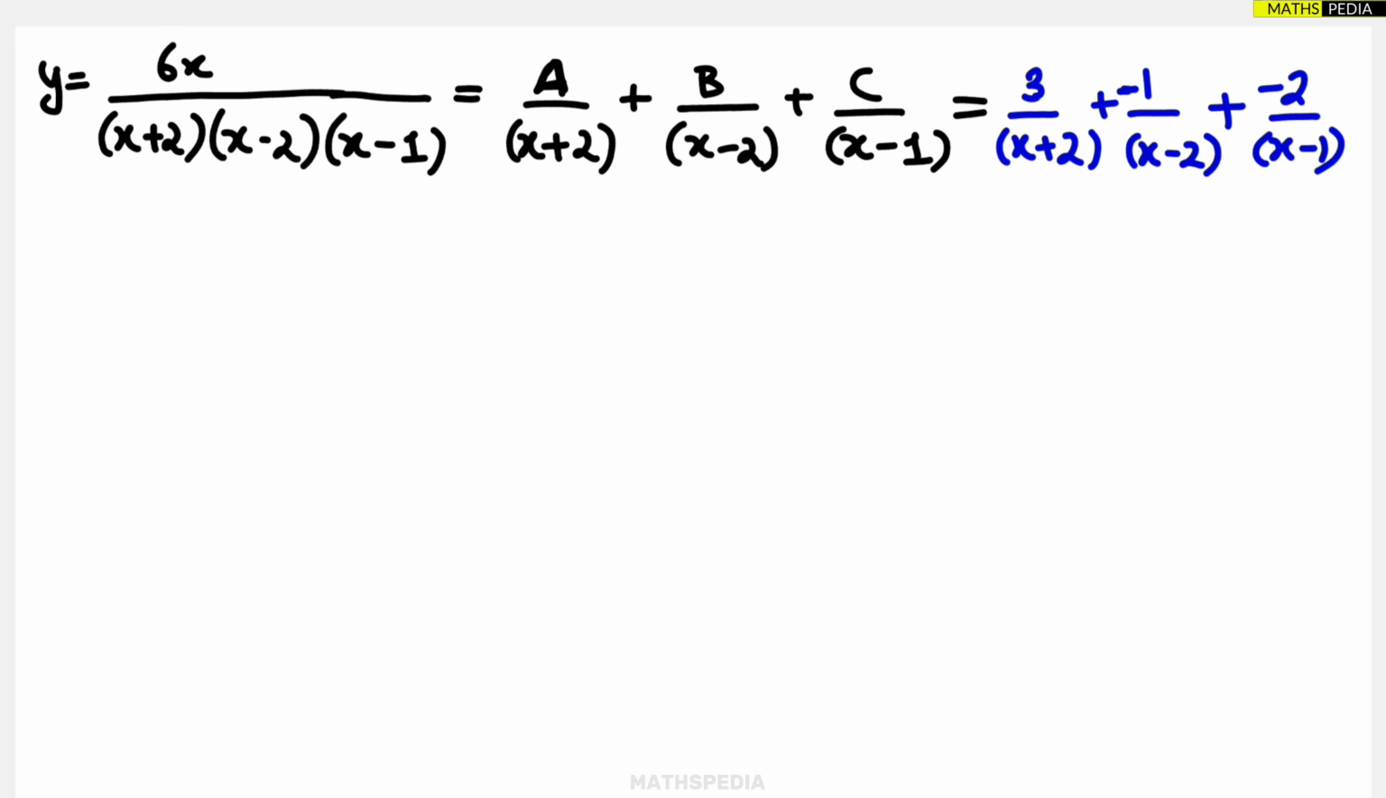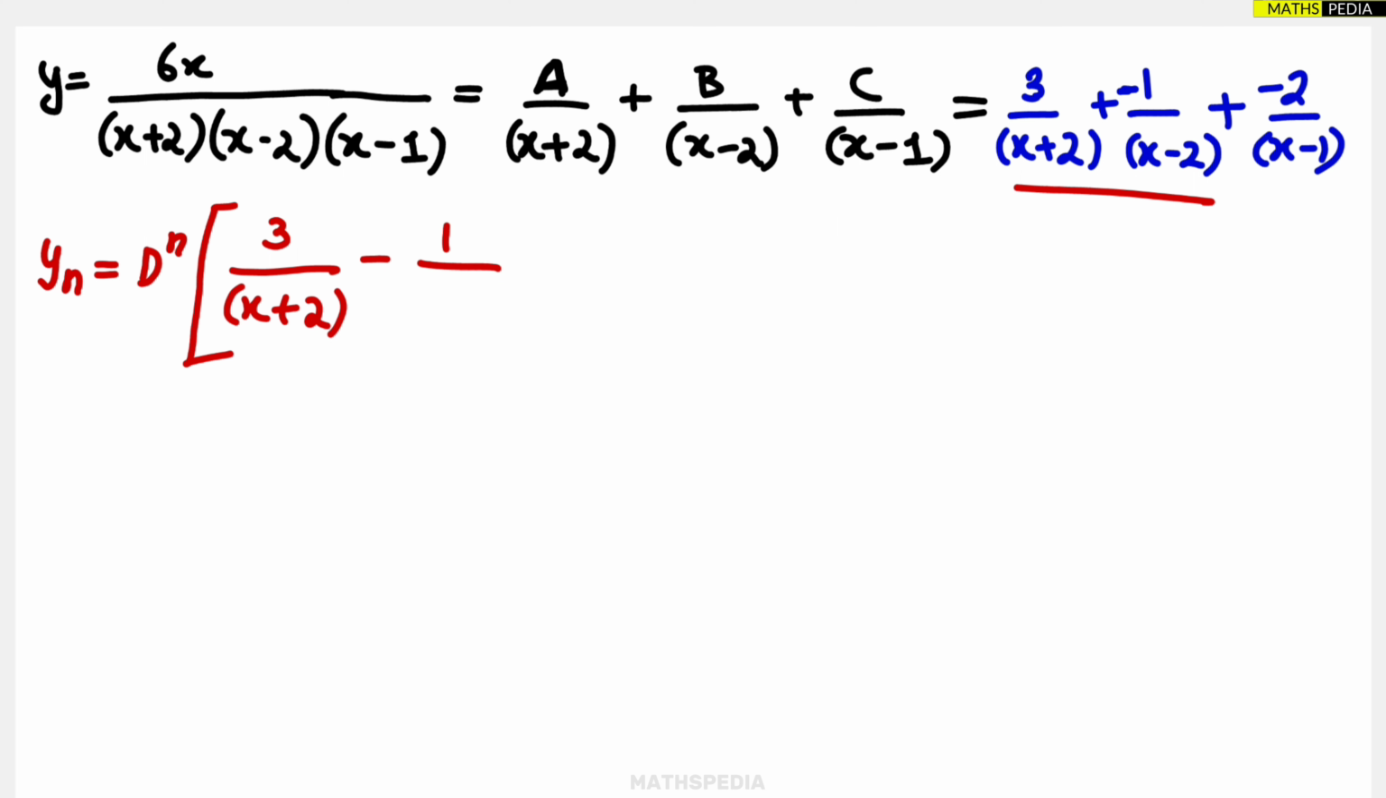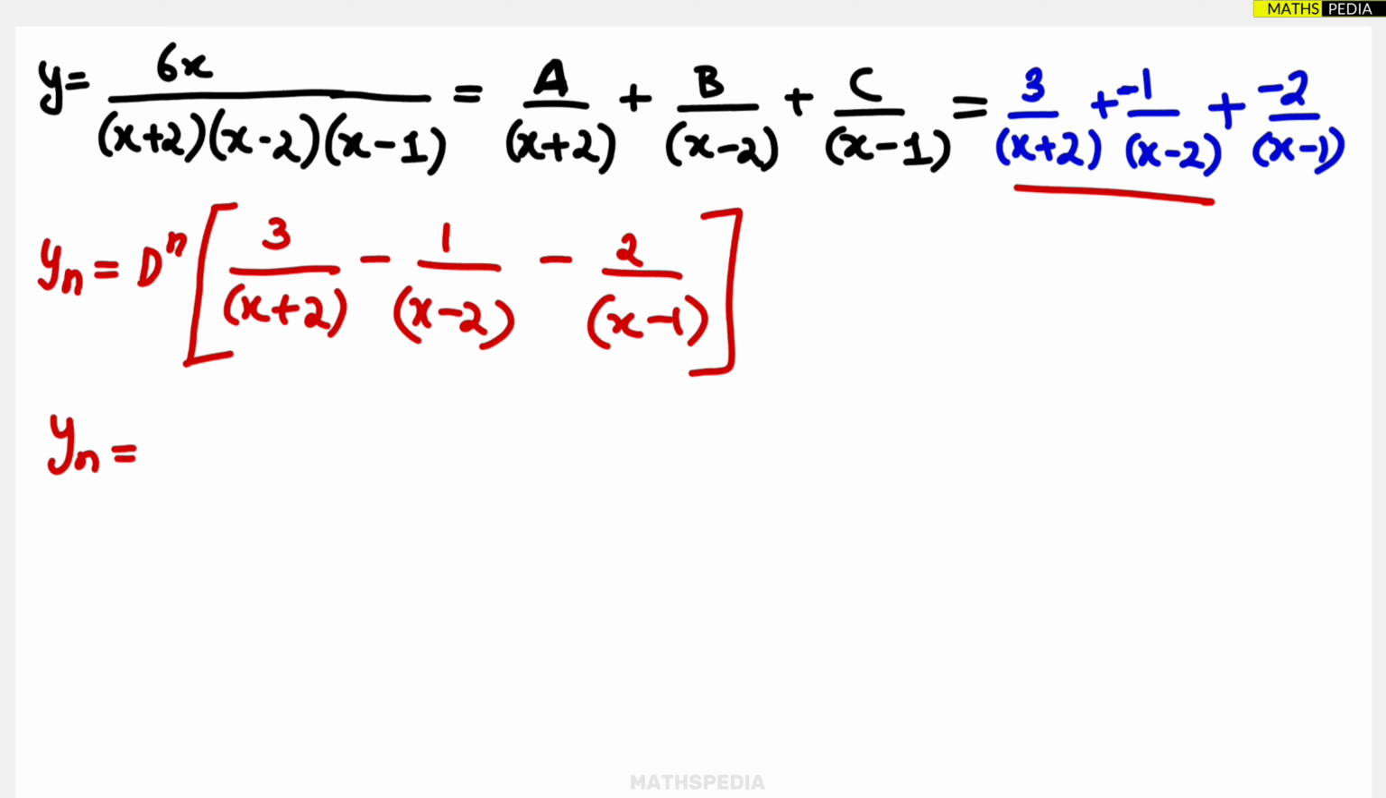How to find? Let us see. So the nth derivative yn is equal to this particular thing. What will happen? The nth derivative, d n, of this whole thing. I am writing each and every step. So yn is equal to what is d n? D power n basically means the nth derivative. Okay, don't get confused. This basically means the nth derivative of this particular function.